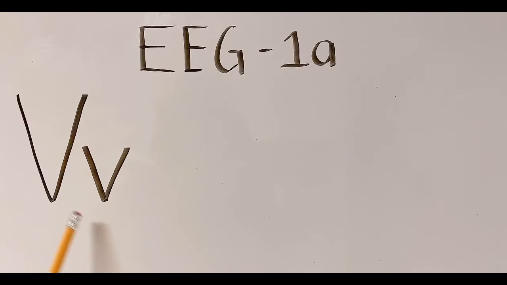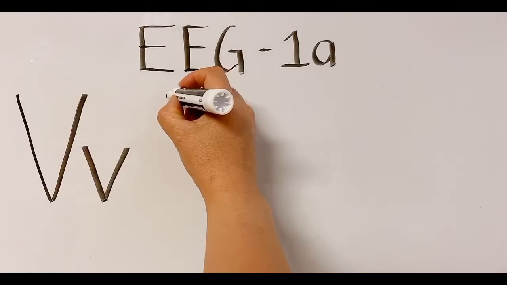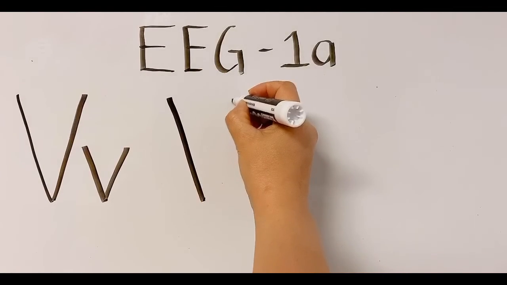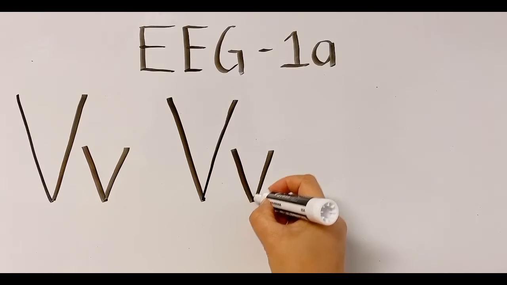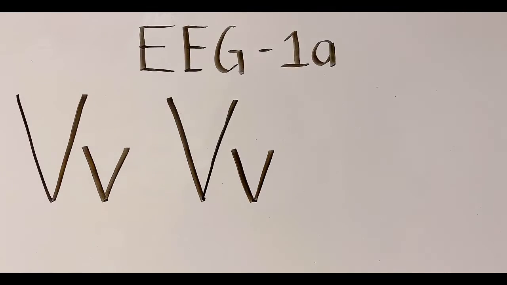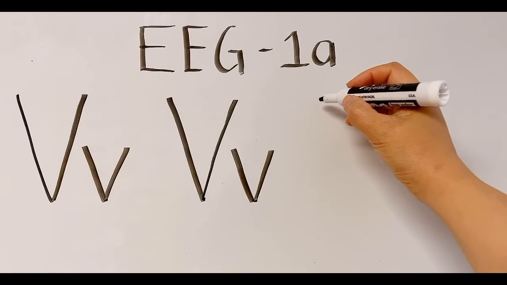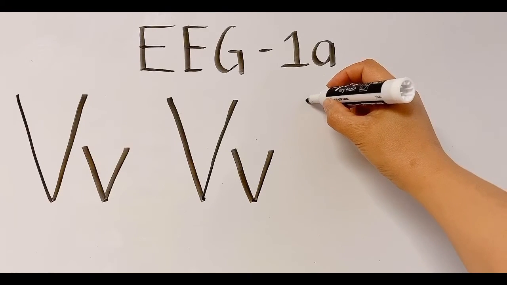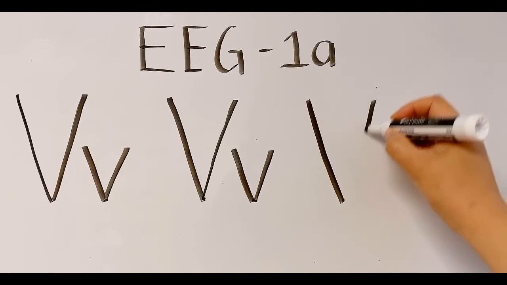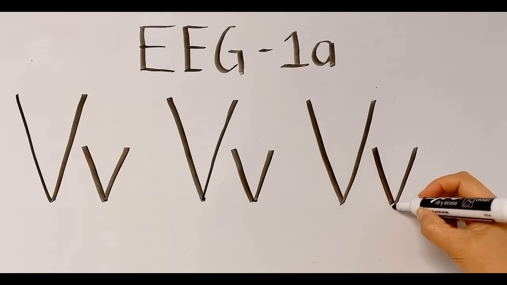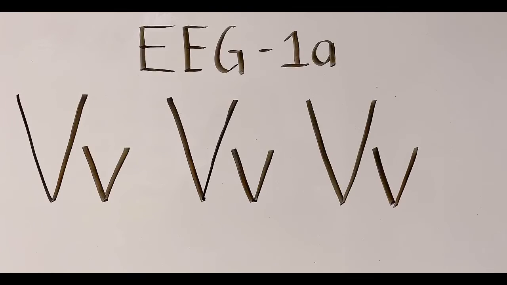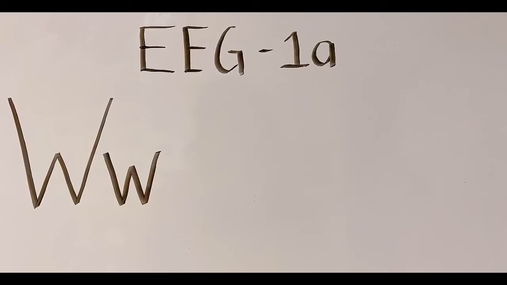Then the letter V. Capital V, small v. That's right. Capital V and the small letter v. Okay, can you follow? All right, again, capital V and the small letter v. Okay, very good.